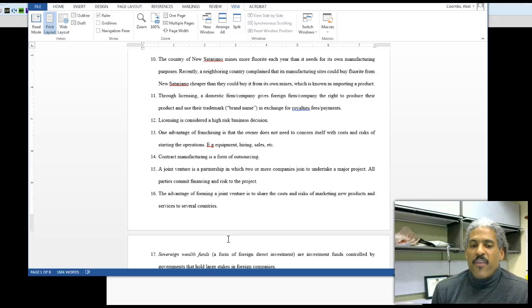13. One advantage of franchising is that the owner does not need to concern himself with costs and risk of starting the operation, equipment, hiring, salaries, etc. That's true. The person buying the rights for the license pays all and takes all the risks.